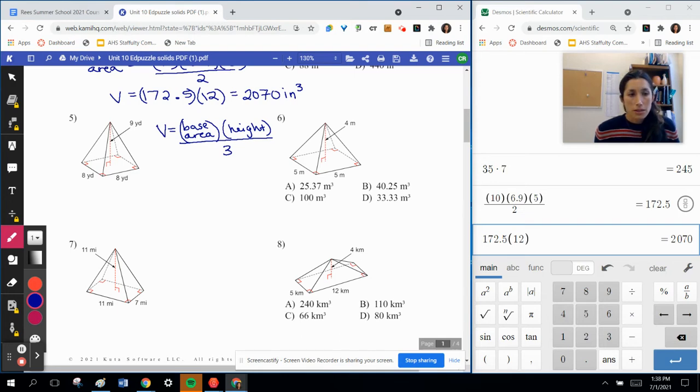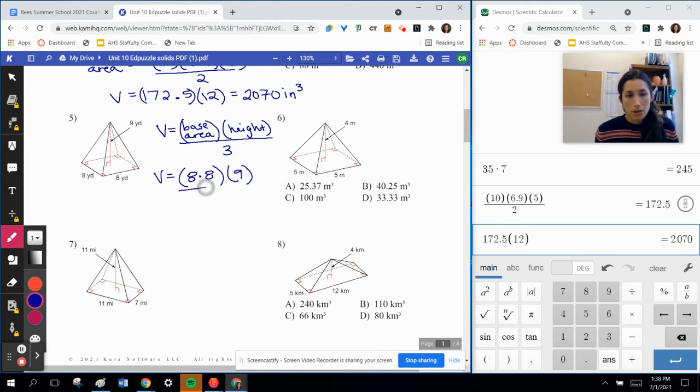So what we do here, this is a square base. So let's find our volume. Our volume is going to equal our base area, which is 8 times 8, or you could just put 64. Our height of this pyramid is 9.